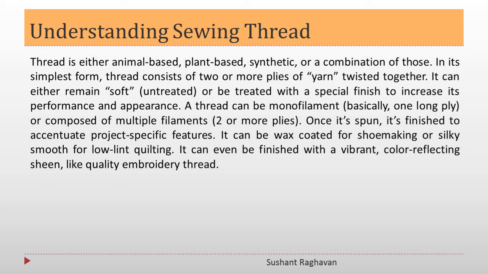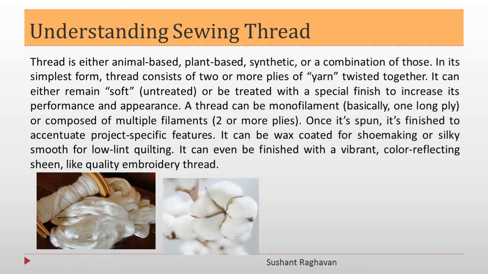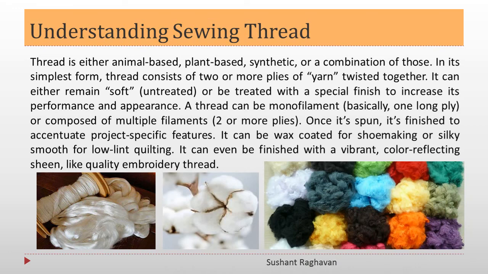Thread is either animal-based, plant-based, synthetic or a combination of these. In its simplest form, thread consists of two or more plies of yarn twisted together. It can either remain soft, untreated, or be treated with a special finish to increase its performance and appearance. A thread can be monofilament, basically one long ply, or composed of multiple filaments, two or more plies. Once it's spun, it's finished to accentuate project specific features.